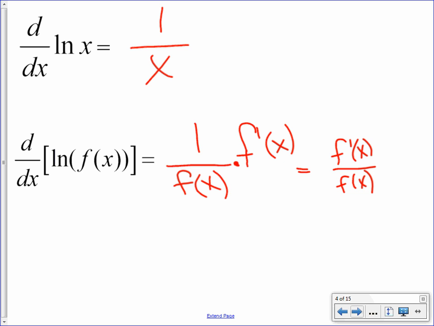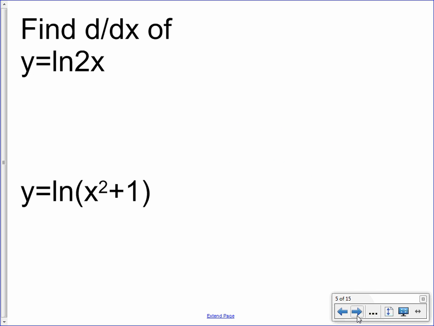Okay. So the derivative of natural log is 1 over x. If something's inside of our natural logarithm, it's 1 over that times the derivative of what's inside. Chain rule, right? Or can you just do the derivative of the inside divided by the original? Yes, you can, because we use the chain rule to write this. All right. So first of all, let's find the derivative of the natural log of 2x.